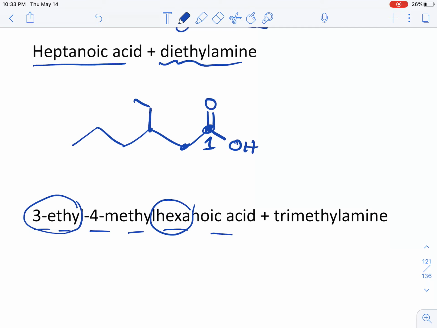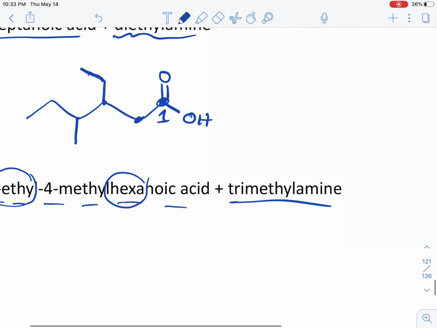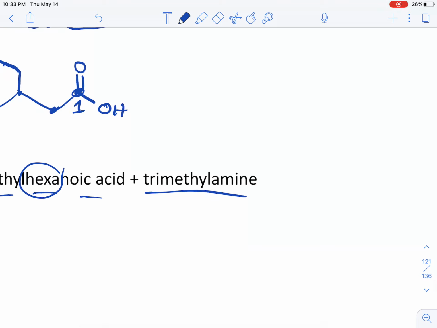And on carbon 4, I have a methyl. So this is the structure of my carboxylic acid. Looking at the amine, I have a trimethylamine. Trimethyl means I have 3 methyl groups, and that would be it.